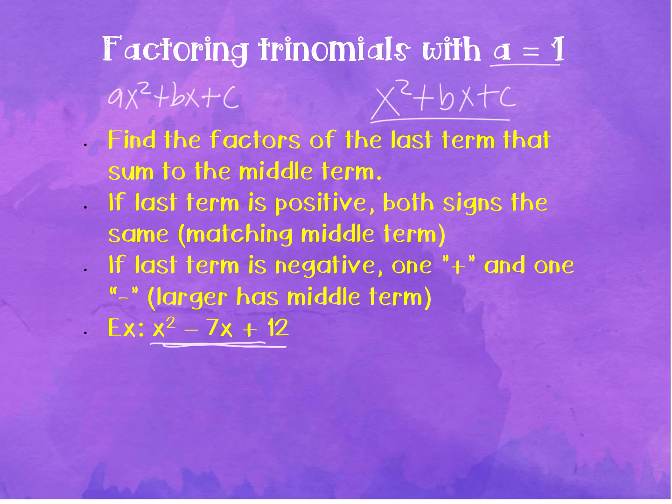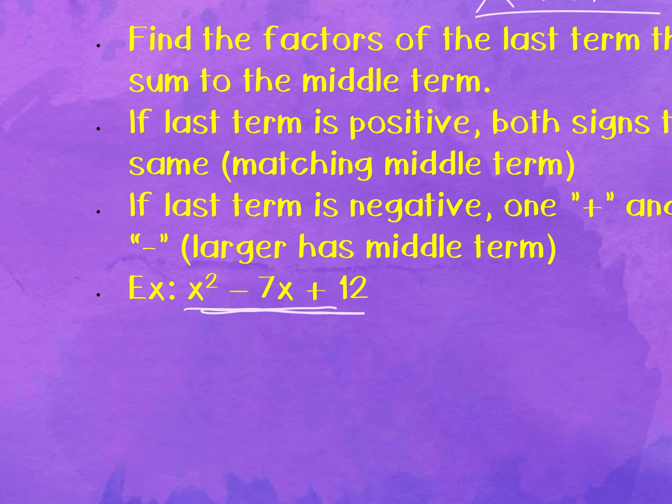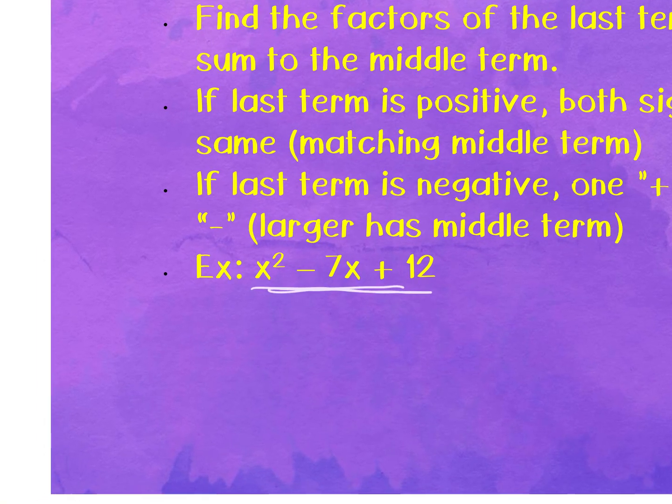To do this, you maybe remember this from Algebra 1. You're going to find factors of the last term that add up to the middle term. So with x squared minus 7x plus 12, you're going to say what times what equals 12, and what plus what equals negative 7, that sign in the middle. In this case, it's going to be negative 4 and negative 3. Negative 4 times negative 3 gets me 12, and negative 4 plus negative 3 gets me negative 7.